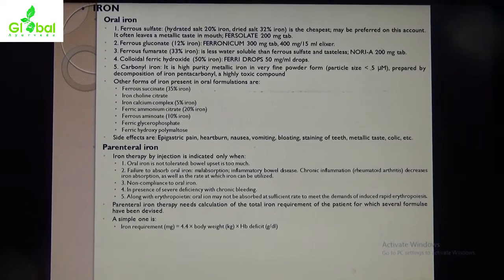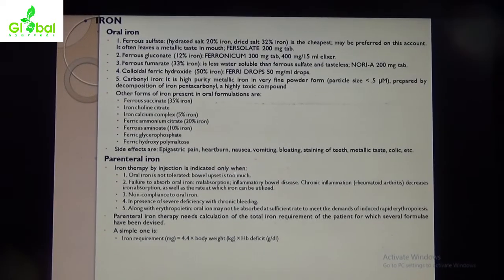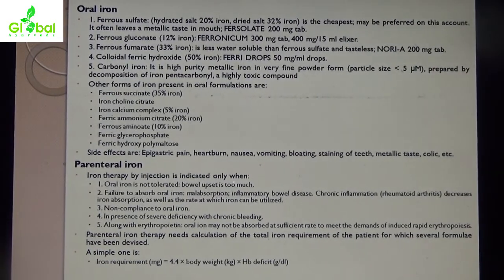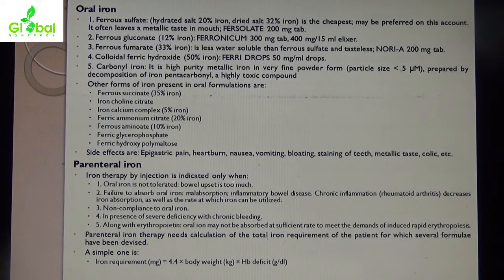Now many iron preparations are generally used for increasing blood levels. In oral iron preparations, many drugs like ferrous sulfate, ferrous gluconate, ferrous fumarate, colloidal ferric hydroxide, carbonyl iron are used for increasing iron content, the heme content of red cells, and thereby the oxygen carrying capacity of the body will be increased.